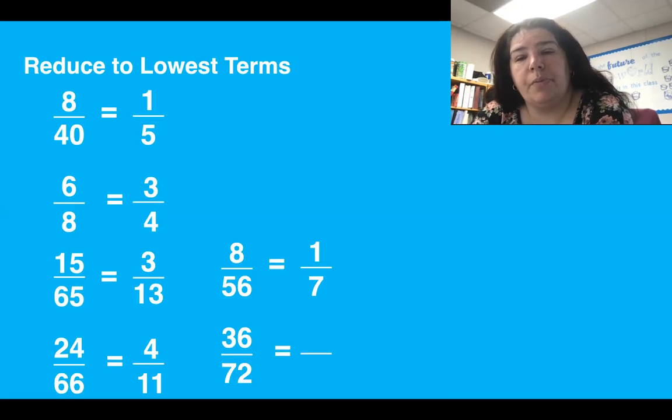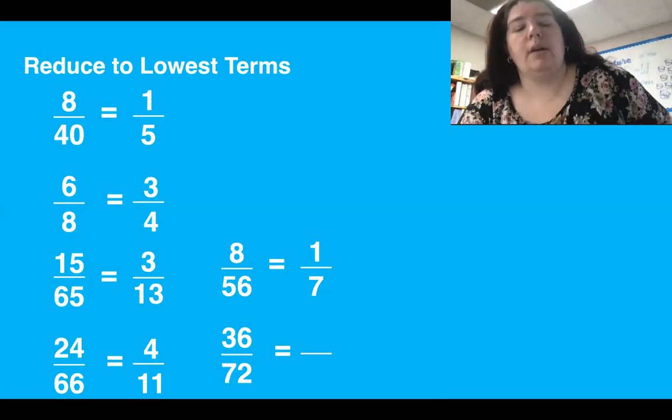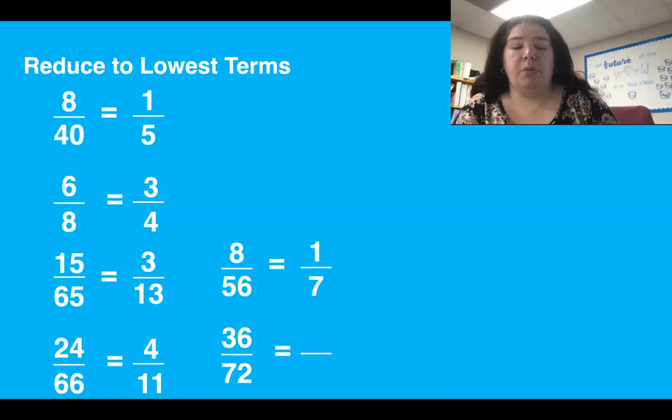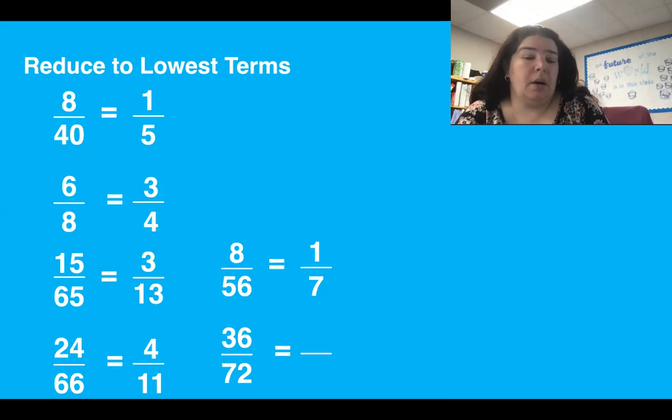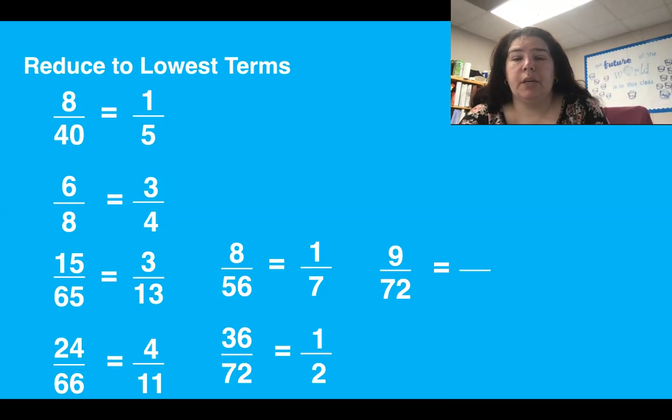36 over 72. Now, this is just like the first one. We need to find the greatest common factor. Now, some of us would say 2. Yeah, 2 would work, but it's not the greatest. How about 6? 6 would work. How about 12? 12 would work. Something bigger. 36, very good. Nice job. 36 divided by 36 is 1, and 72 divided by 36, 2. Very good, 1/2. 9 over 72, divide by 9, 1/8.